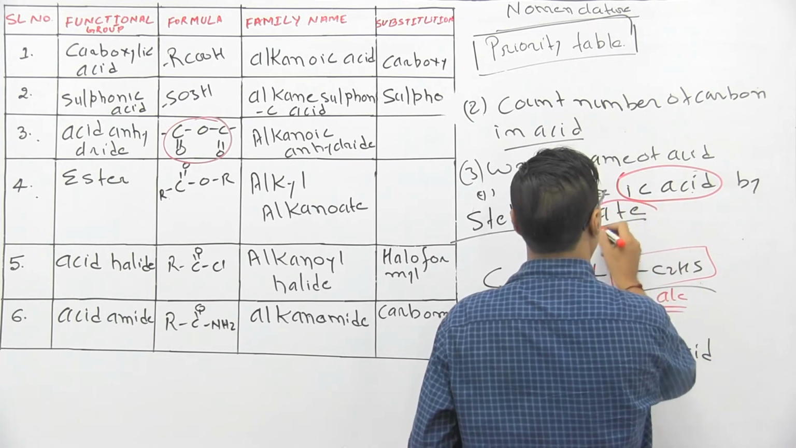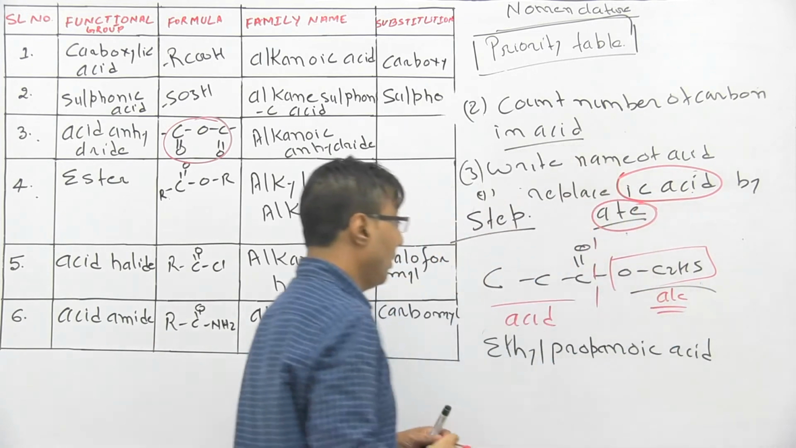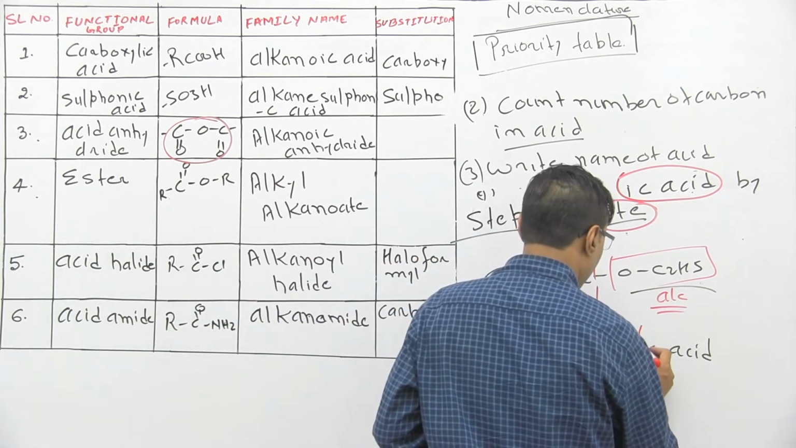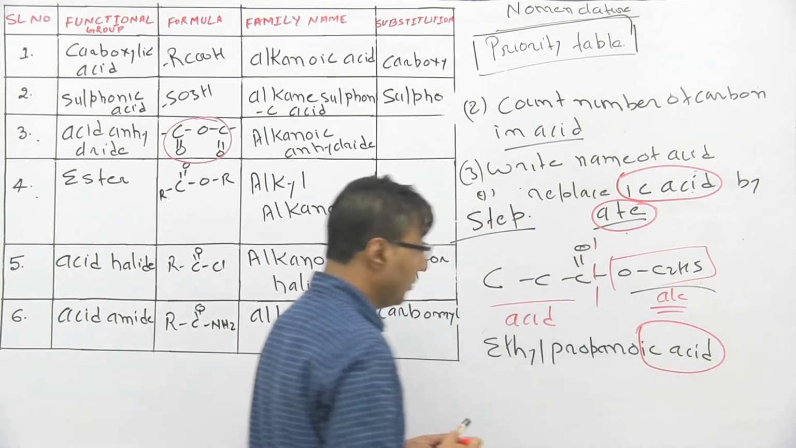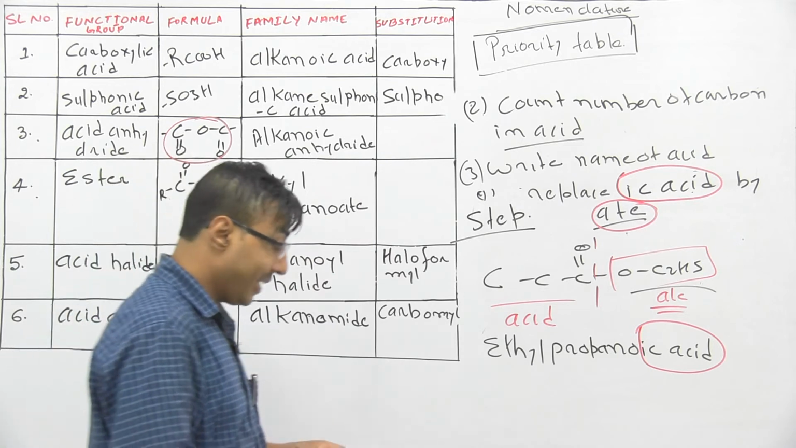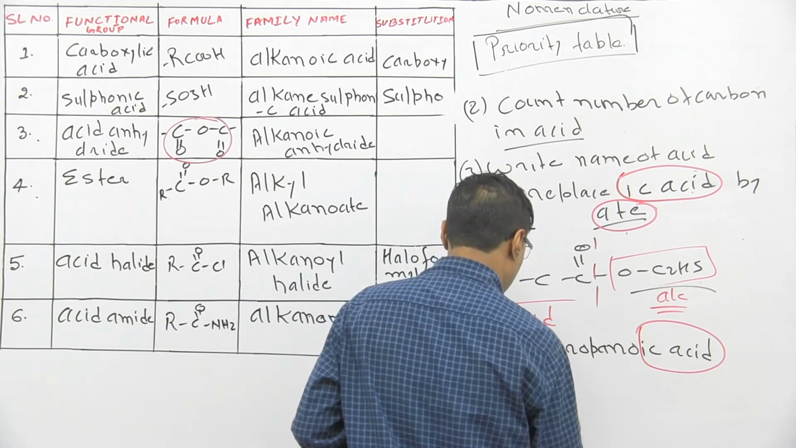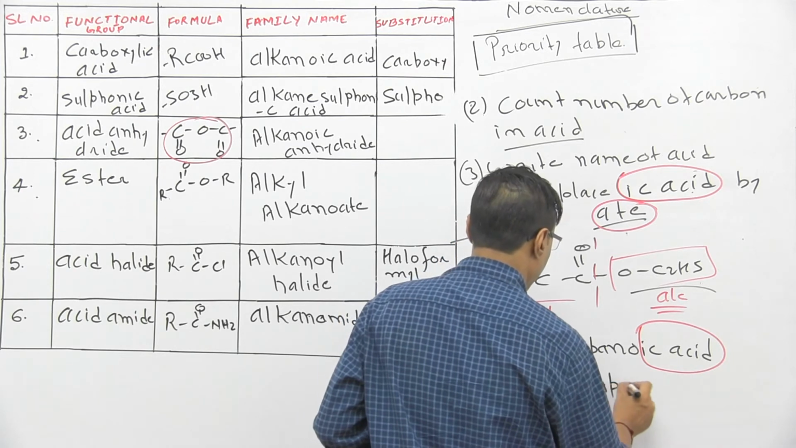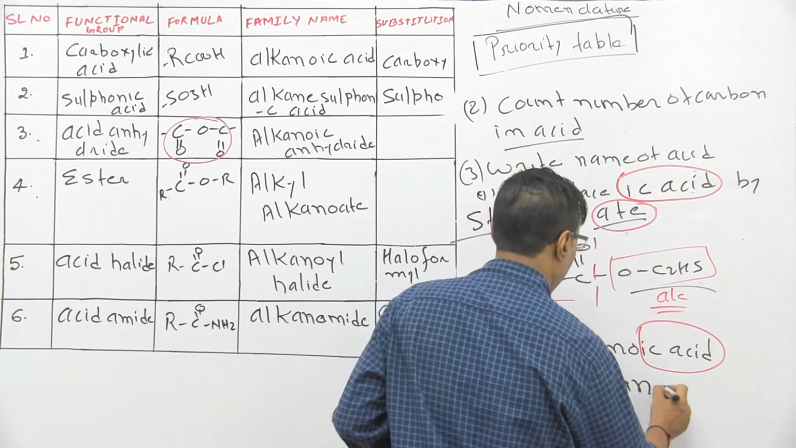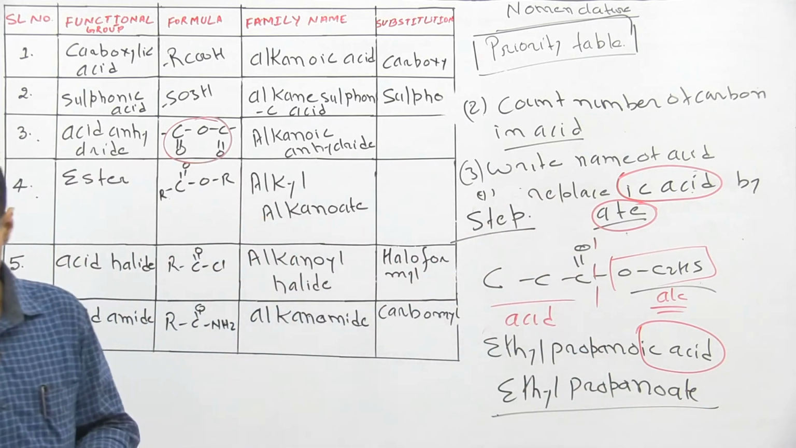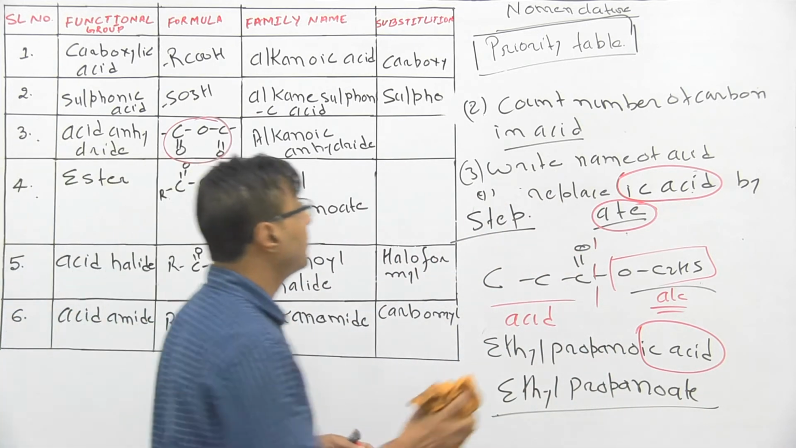So it's a propanoic acid. So we have to remove this part and we have to add ATE. So the final name is ethyl propanoate. Ethyl propanoate.